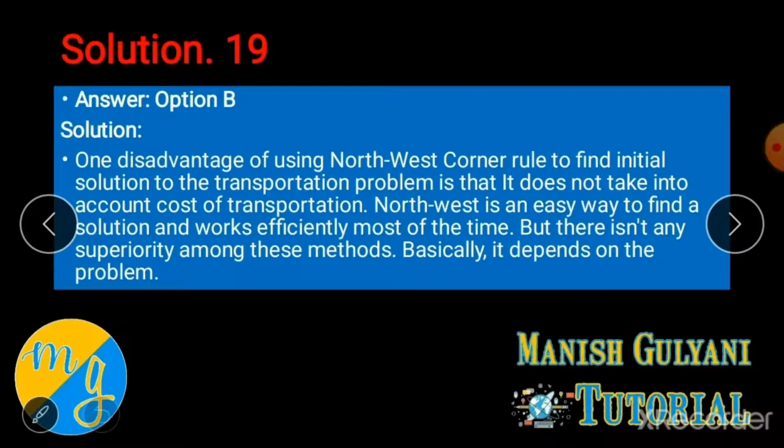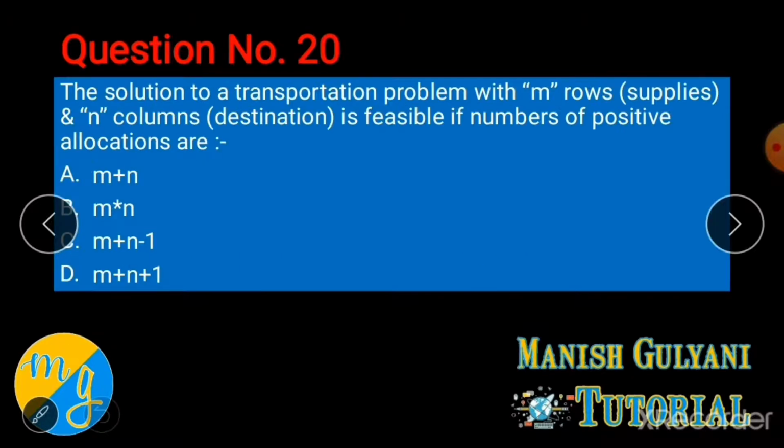It doesn't consider cost of transportation. So option B is your correct option.